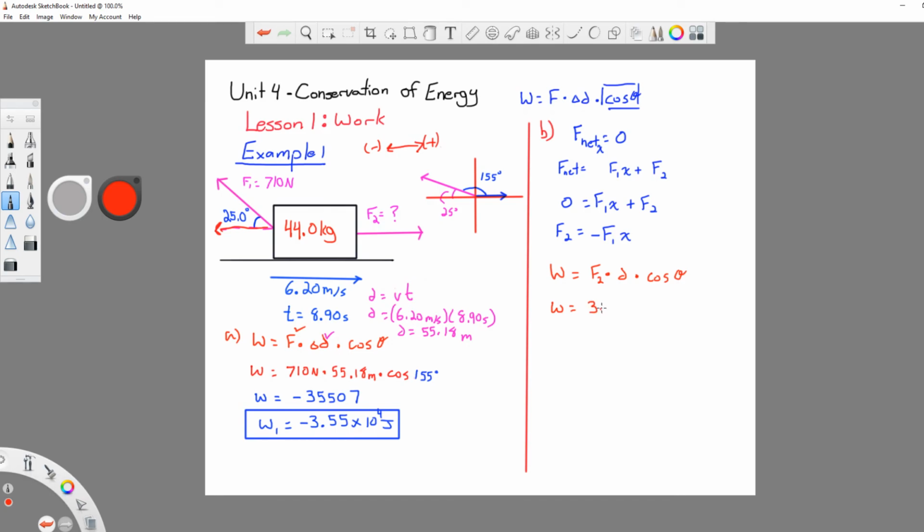So for this question, we can just put that this is 3.55 times 10 to the 4 joules. But it's positive because it's moving this block, or trying to add energy to this block, to the right. All right, that is this first example problem.